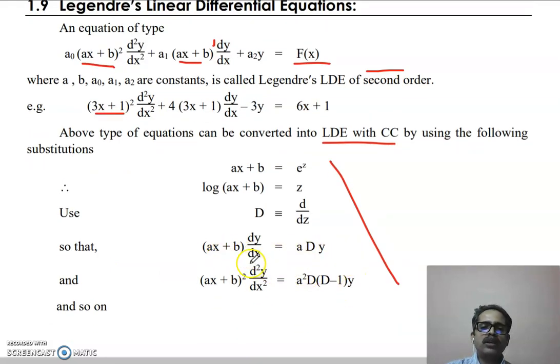The value of this expression, which is always present in the differential equation, is a D y, and the value of this quantity, which is always present in the differential equation in the first term, will be a squared D into (D minus 1) y.